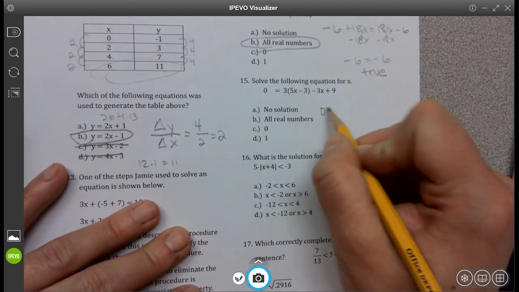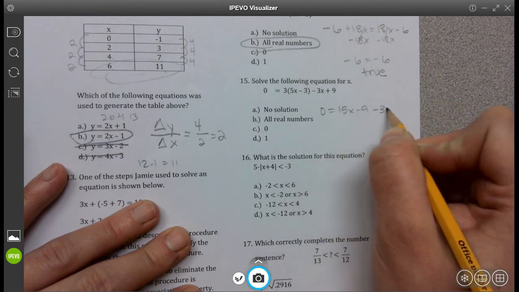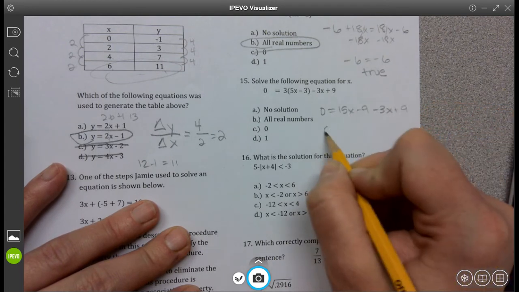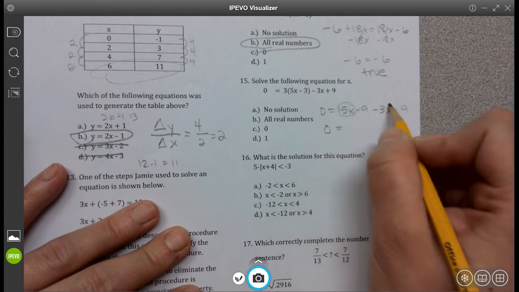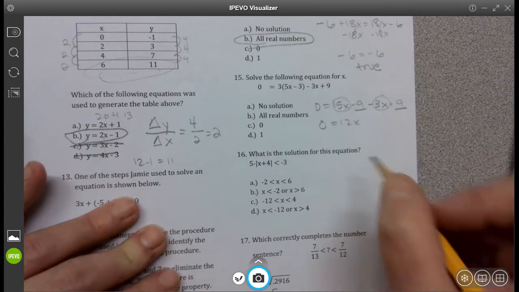Here, we're going to distribute again. We're going to get 15x minus 9. But then don't forget about the negative 3x plus 9. I'm going to simplify before I solve and get a 12x. And the negative 9 and 9 disappear.